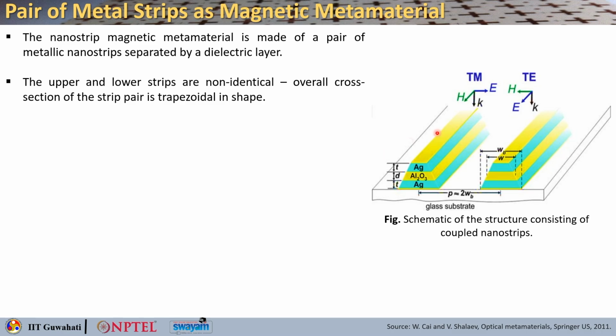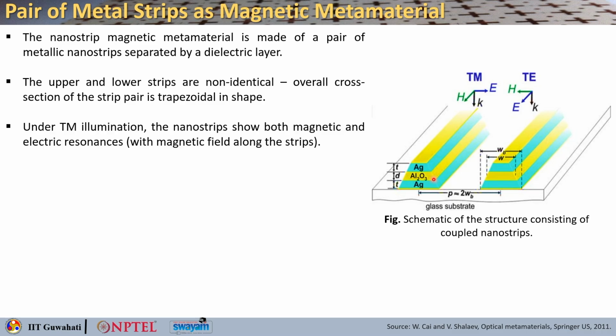What you can see here, these are called nanostrip magnetic metamaterials, which are made of a pair of metallic nanostrips separated by a dielectric spacer. Notice that the upper and the lower strip are not identical. The overall cross section of the strip pair is basically trapezoidal in shape, but this comes from the fabrication process.